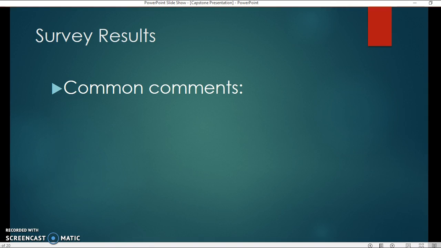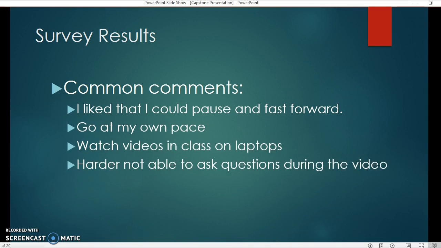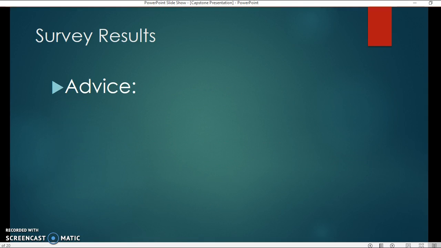Common comments for question number 5, where they were asked to explain their rating for question number 4, were that they liked that they could pause and fast forward the videos. They could go at their own pace. They could watch the videos on the laptops. Harder questions were harder to ask during the videos, unlike during class lessons. We could answer homework questions while they were doing it, and they liked working in groups.